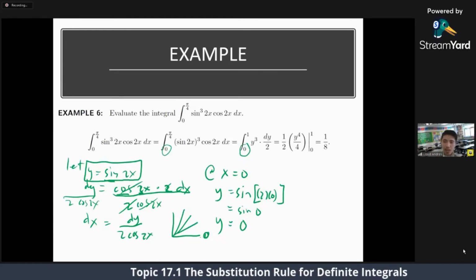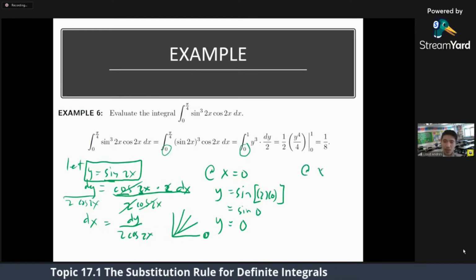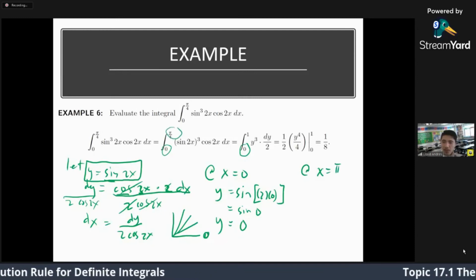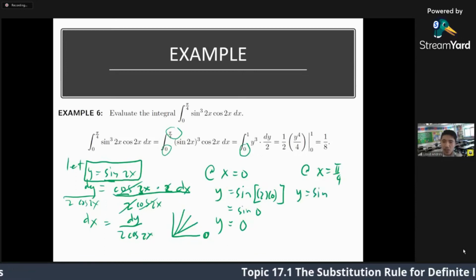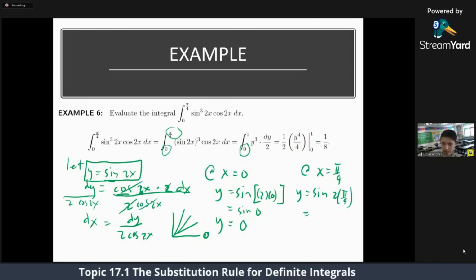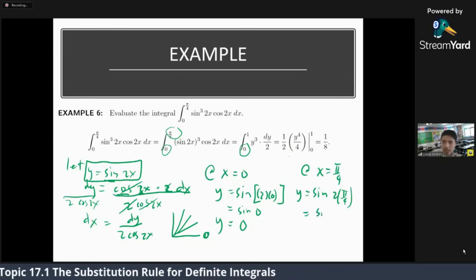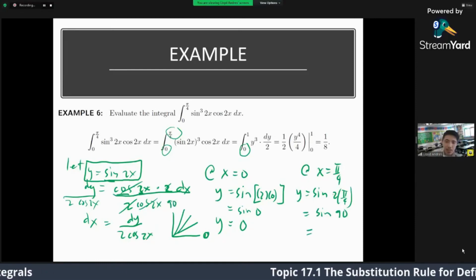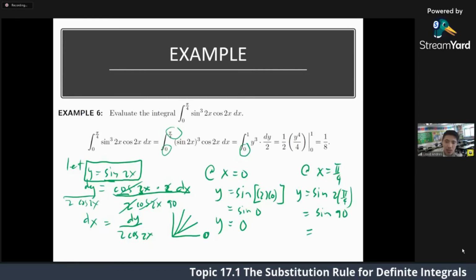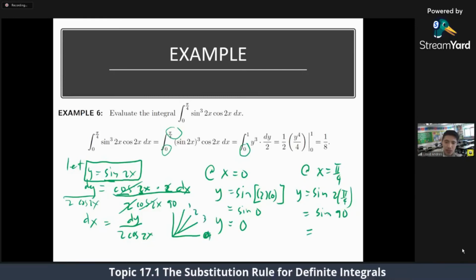Then at x equals to pi over 4. So y is equivalent to sine 2 times pi over 4. Recall that pi over 4 is 45. So therefore, this is sine 90, because 45 times 2. And for sine 90, using the fingers, 1, 2, 3, 4 fingers, that's square root of 4 over 2.